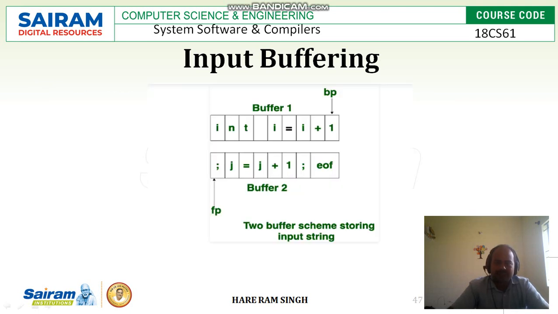Here we can see that buffer 1 is there and buffer 2 is there. Once buffer 1 is filled, buffer 2 will start filling. And the last box will be filled with end of file. Once end of file is encountered, it is considered that the buffer has ended.